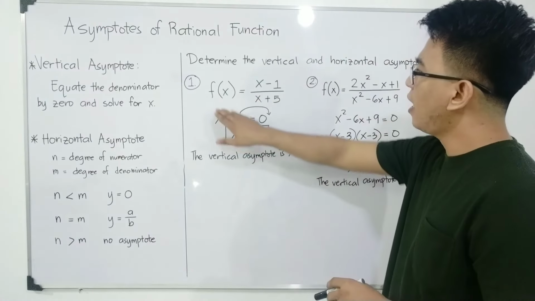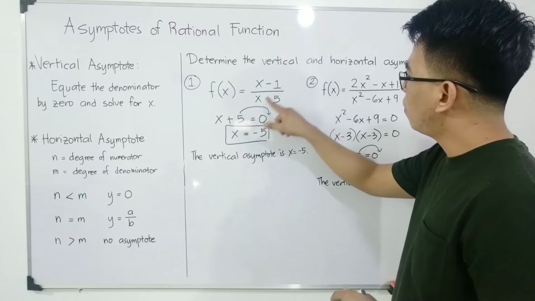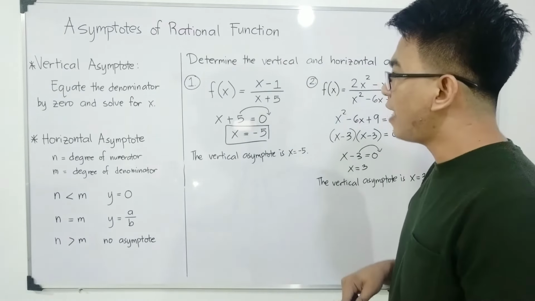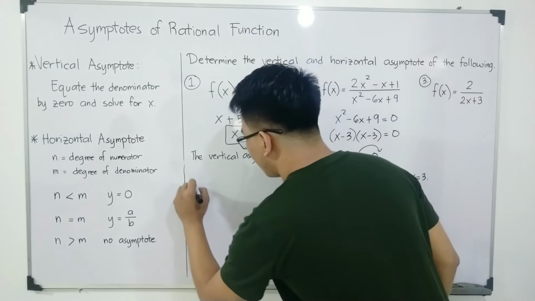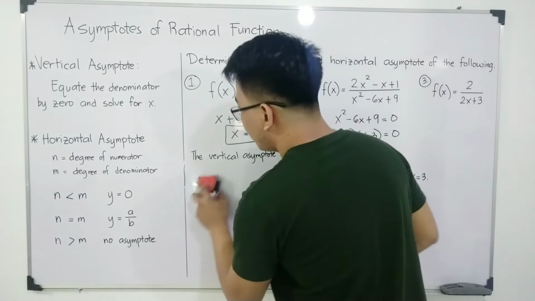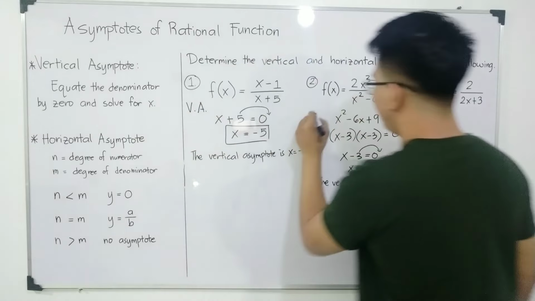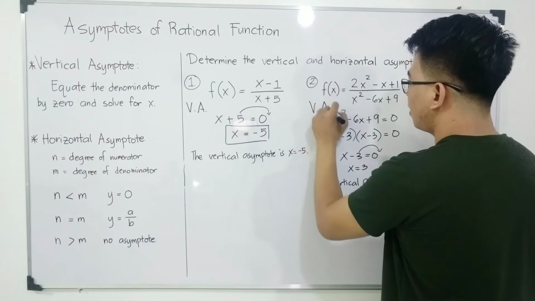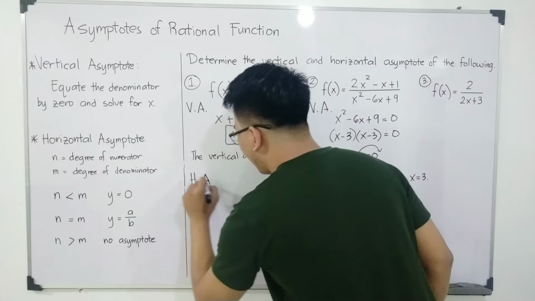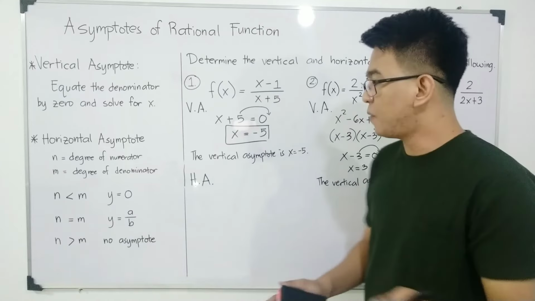For number 1 again, f of x is equal to x minus 1 over x plus 5. Ang tanong dito, what is the value of n? Okay, horizontal tayo. Horizontal HA na lang to. Dito gawin natin itong VA, vertical asymptote. This one is also vertical asymptote. And for the horizontal, we need to use HA. Again, HA, that is the horizontal asymptote.